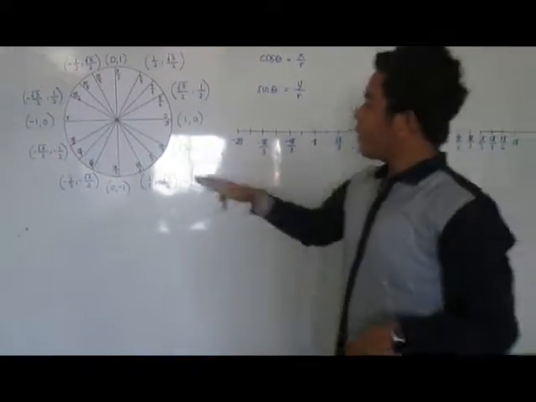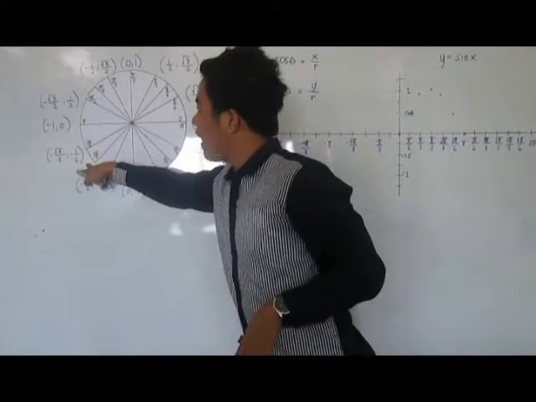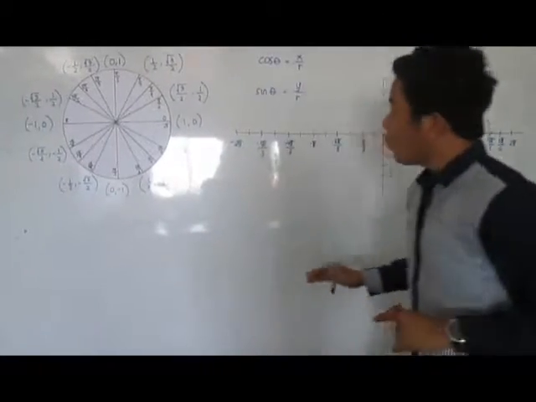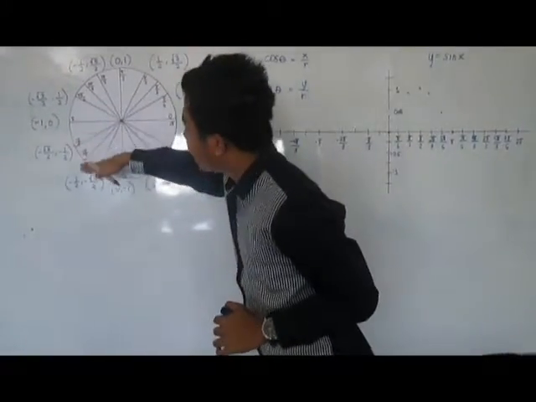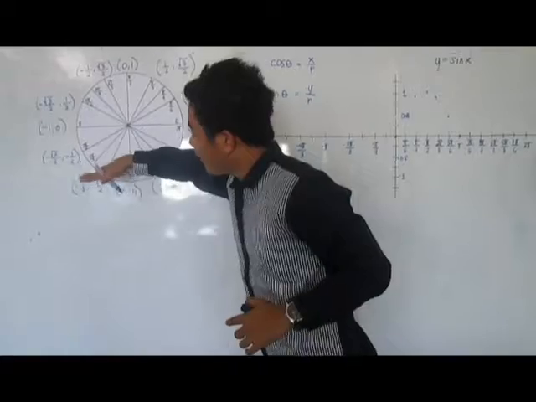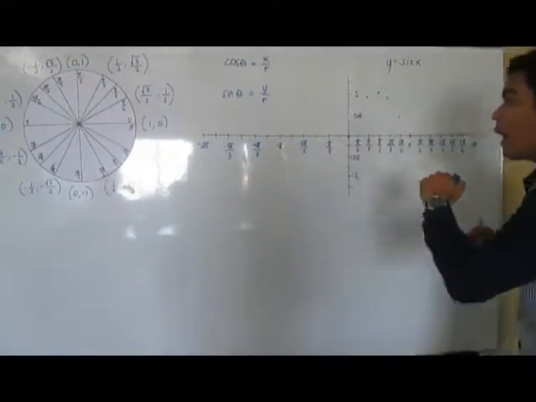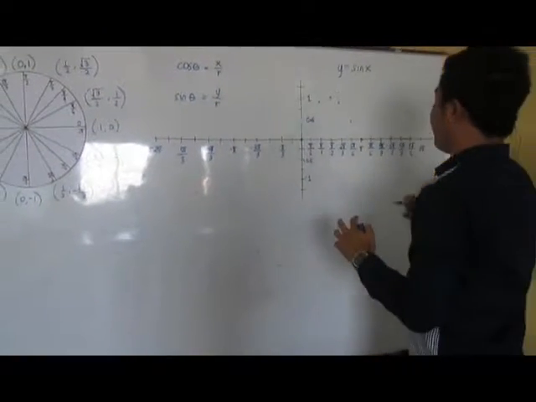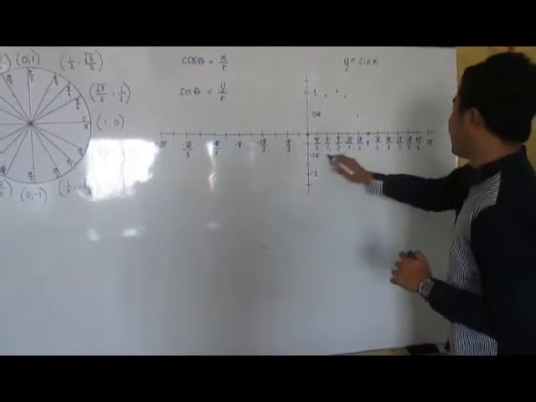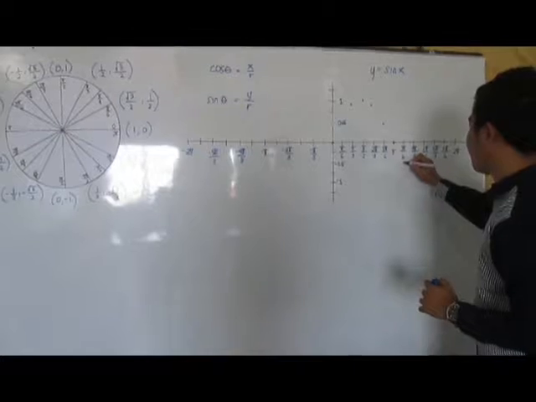Now, at 7 pi over 6, our sine is negative 1/2. So we just get the same value, the same pattern, but in this case we already have a negative value since the value of our y is already below the x-axis. Okay, so at 7 pi over 6, we got negative 1/2, so that's negative 0.5.